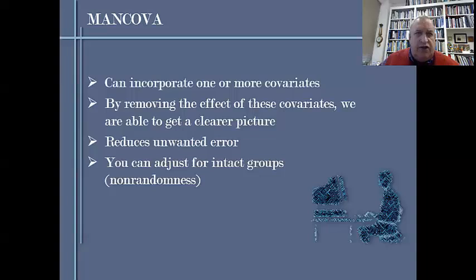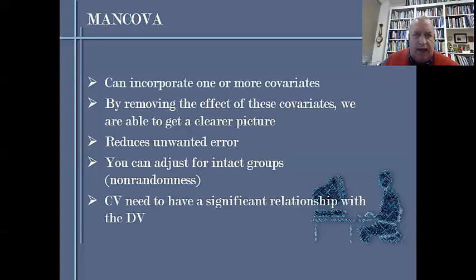And one of the other things that you can do with the Mancova, if you have groups that are intact where you weren't able to choose them to be random, you can adjust them for some of the ideas that may cause them to be less than random. And so that's one of the areas where the Mancova comes in. That covariate can be a variable that makes these intact groups more like random. And the covariates need to have a significant relationship with the dependent variable. There has to be something about that covariate that is interacting with the dependent variables.